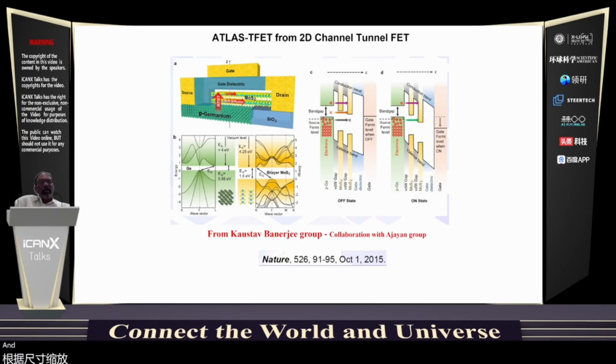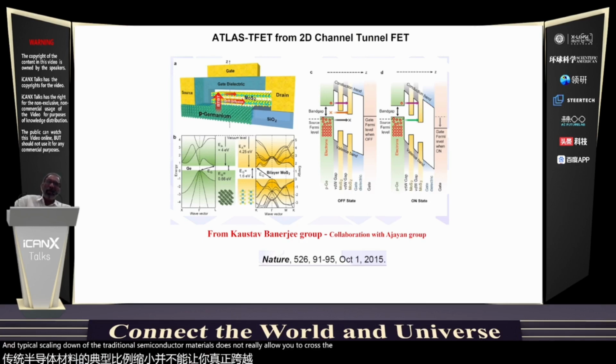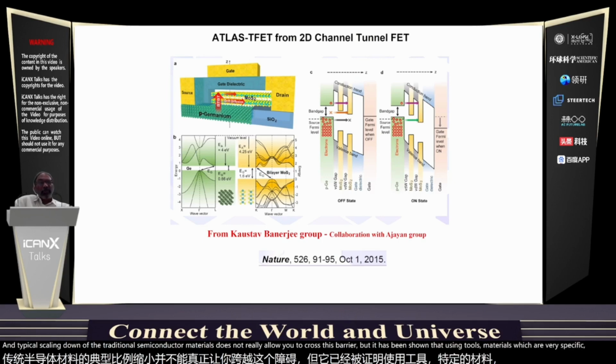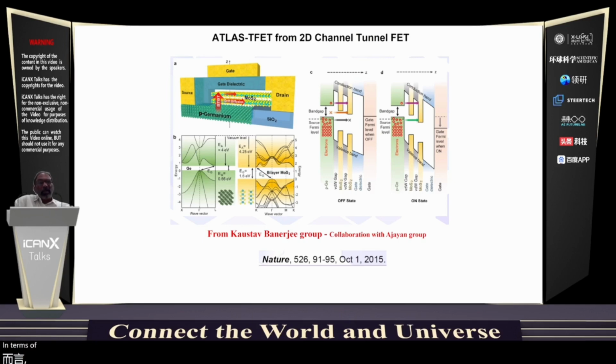And typical scaling down of the traditional semiconductor materials does not really allow you to cross this barrier, but it has been shown that using 2D materials, which are very specific in terms of surface dangling bonds and so on, one can surmount some of these barriers. So again, from a device perspective, there's also quite a bit of interest.